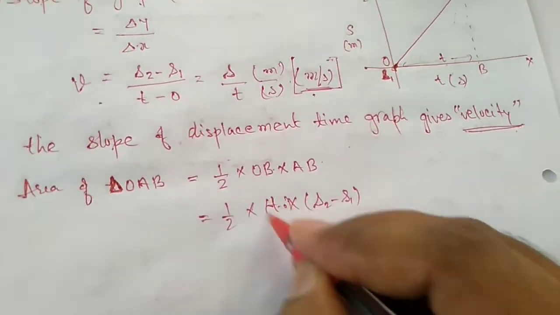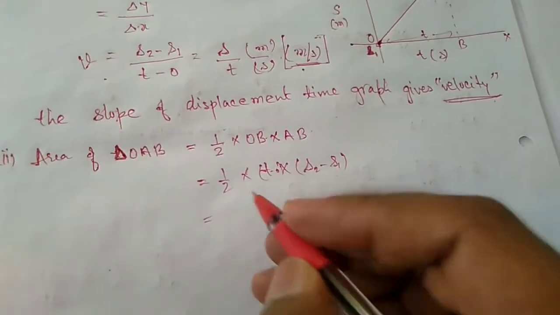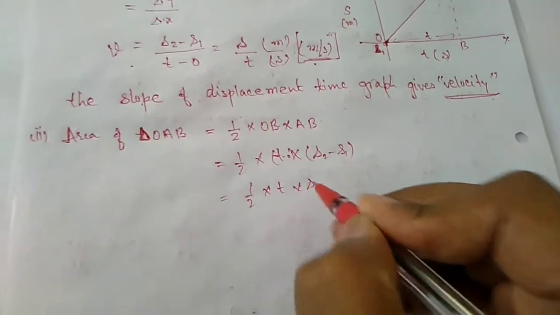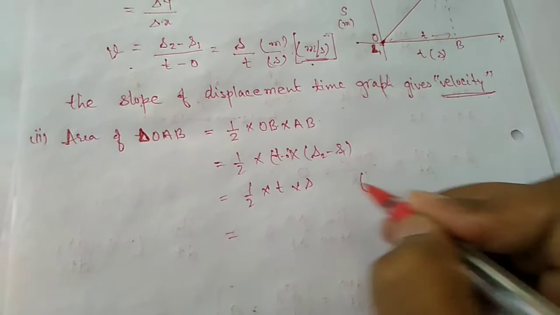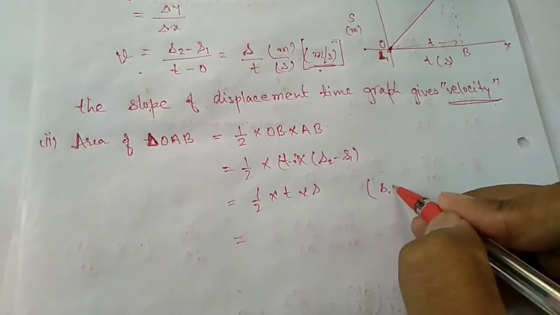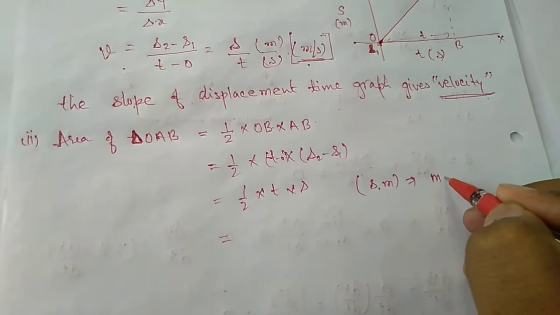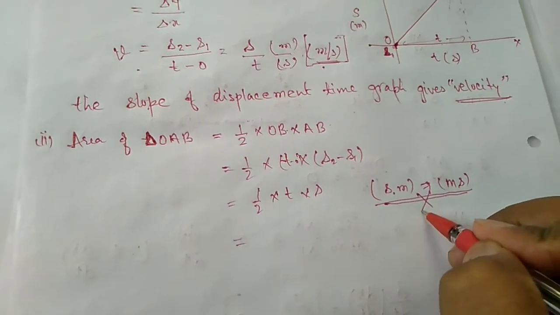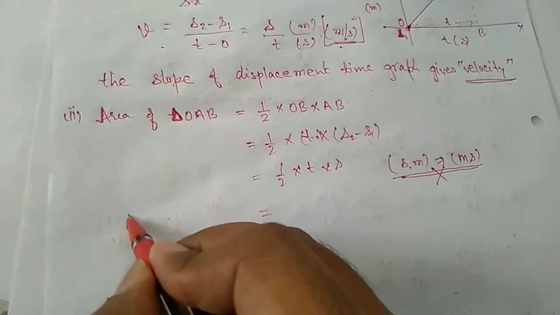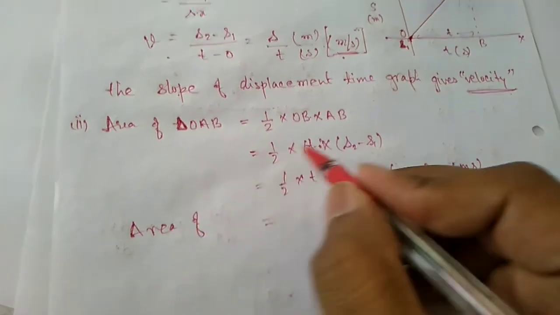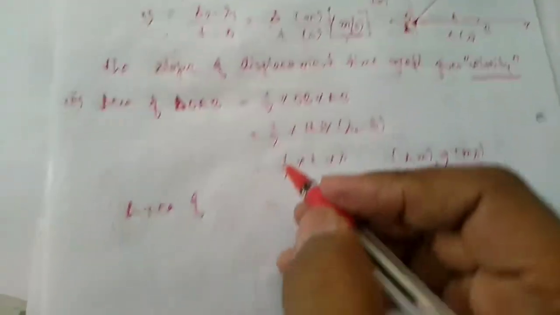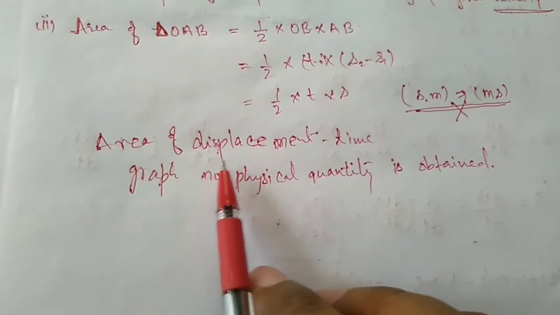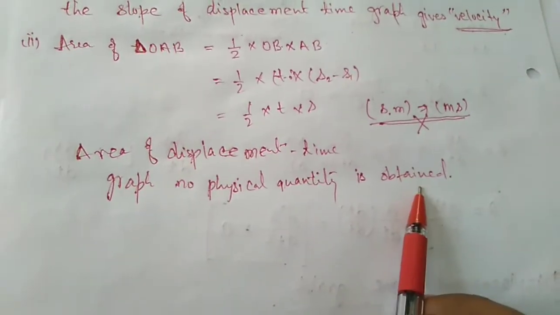This can be t minus 0. So again, half into time into displacement. Let's write the units. The unit of time is second and the unit of displacement is meter, so it becomes meter second. There is no physical quantity which has the unit meter second. So remember this: on calculating the area of the displacement-time graph, no physical quantity is obtained.